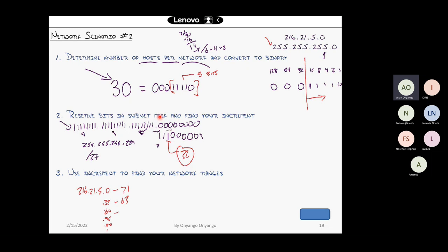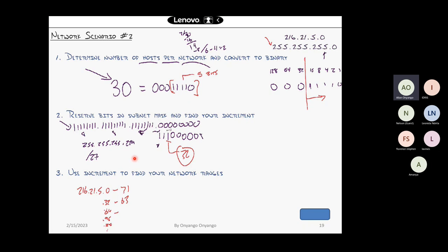So when you reserve 5 bits and the rest become ones, we'll still have 8 ones, 8 ones, 8 ones, and 3 ones here, and the rest, of course, are zeros that we reserved. So the last one bit here, which is our increment on the fourth octet, will still be 32. The subnet mask will remain the same, the 224. And so you will do the incrementing again.